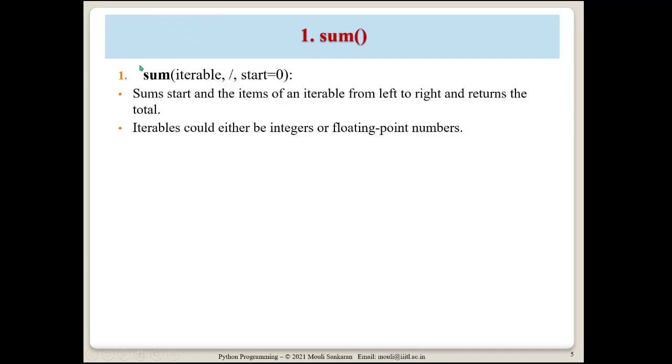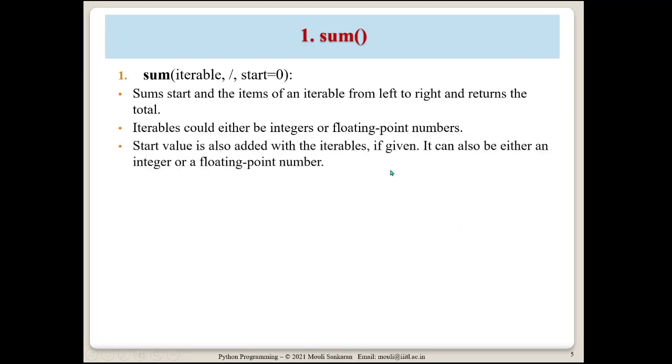So we have a float value which is coming as a result. Now start value is also added with the iterables, as I mentioned. If you have mentioned it, it will be added. It can also be either an integer or floating point number. Even the start can be integer or floating point, and iterable objects can contain integer or floating point, or a mix of both. Or they can have a mix of anything.